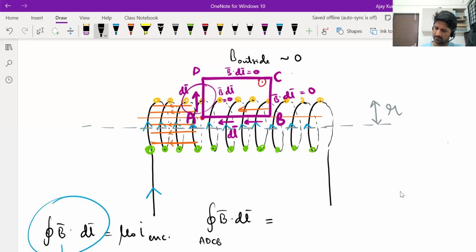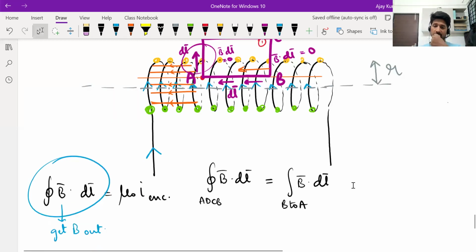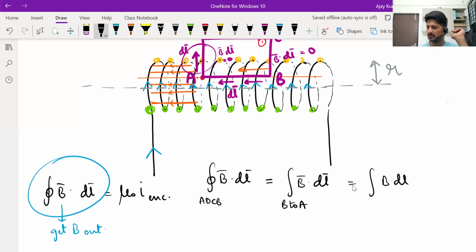The left hand side simply becomes integral B dot DL from B to A, because for the remaining parts it became 0. Now what is integral B dot DL from B to A? That is simply integral B DL cos 0. Cos 0 is 1. And from B to A, the field is uniform. So it simply becomes B multiplied with the distance from B to A. Distance from B to A, let's call it as X. So B into X is closed integral B dot DL for this complete loop.